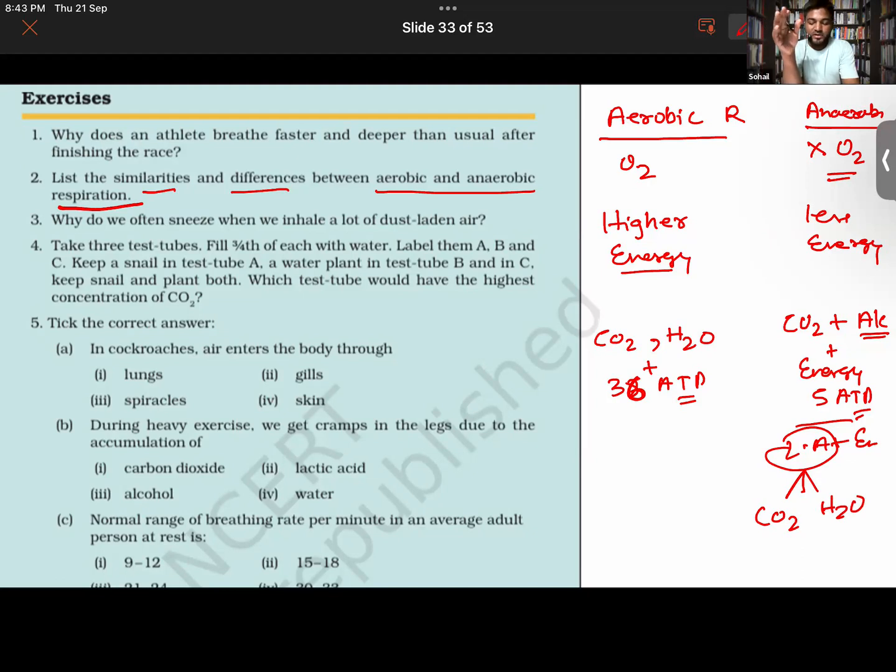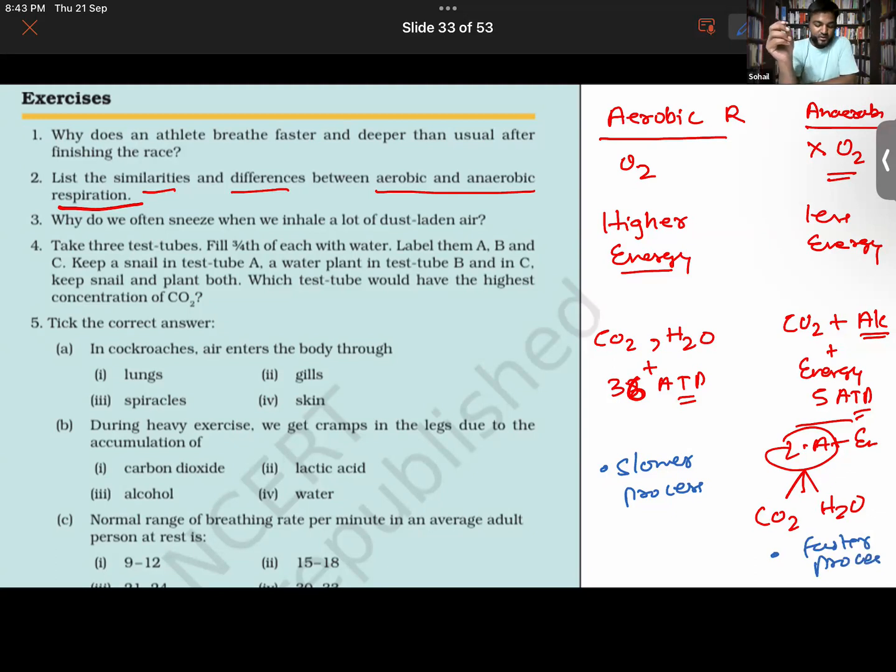While talking about aerobic respiration, it's a comparatively slower process, while anaerobic respiration is a fast process. You can add one extra point here. This one is a slower process. This one is a faster process. Got it now?